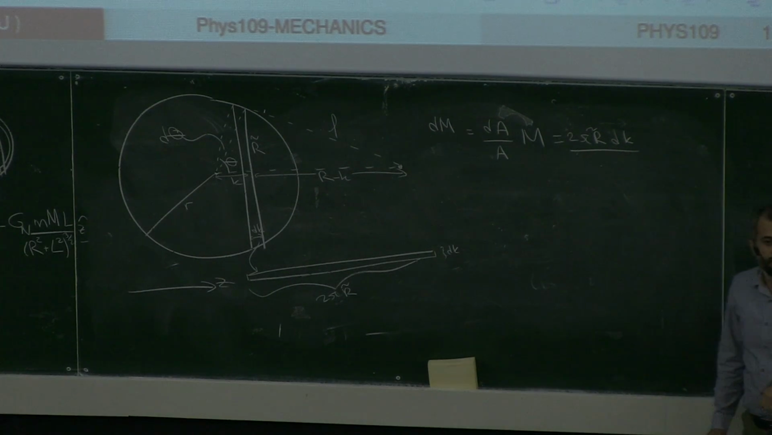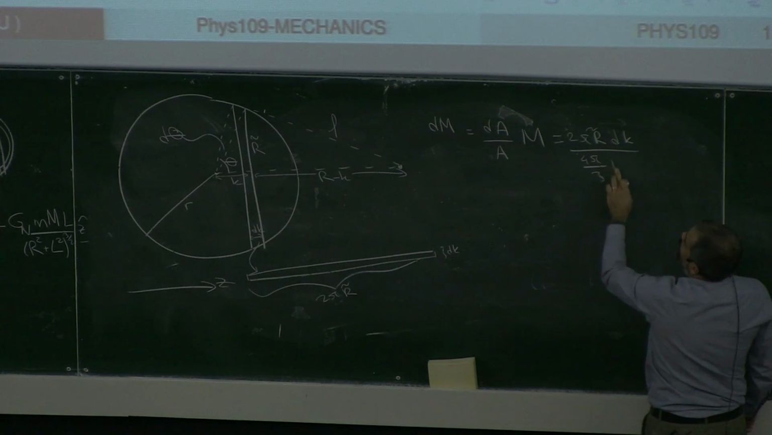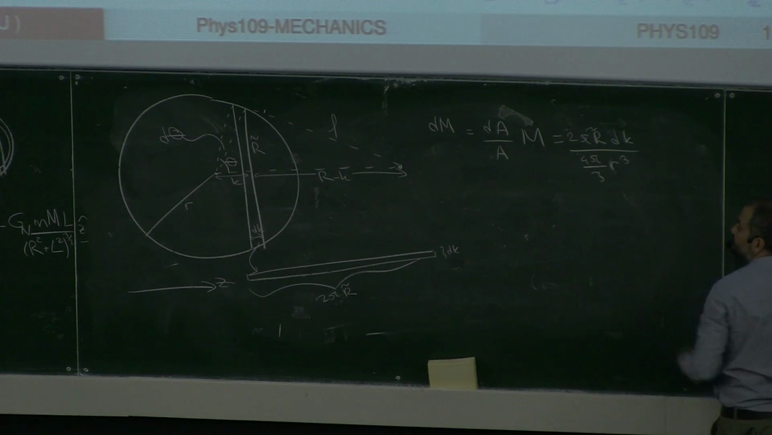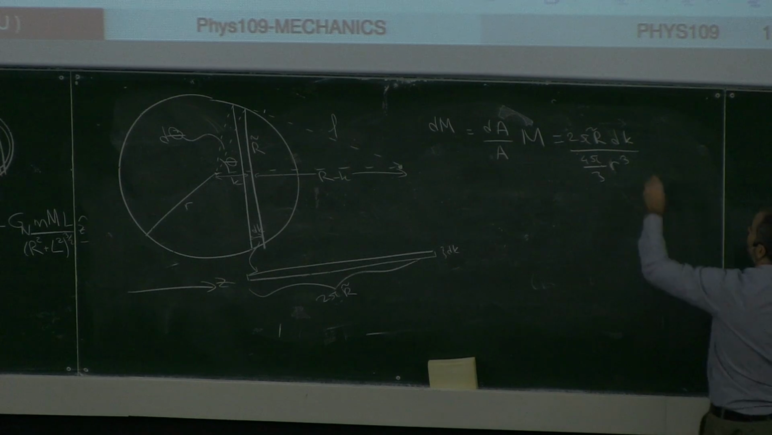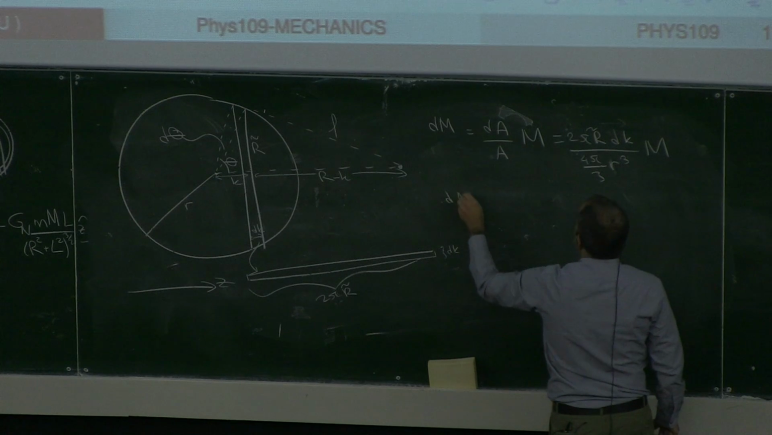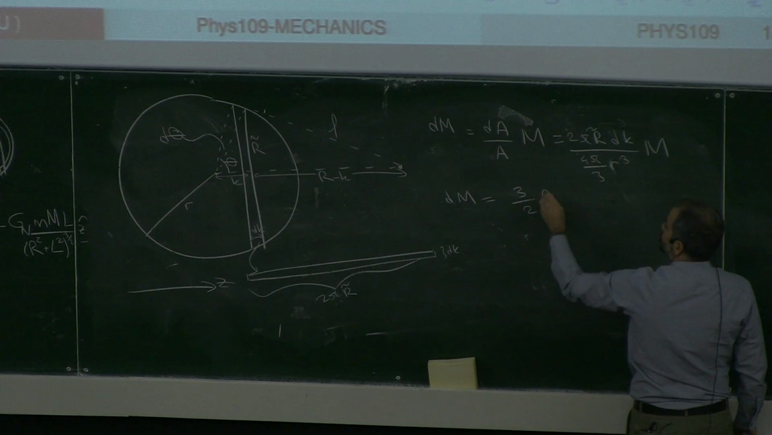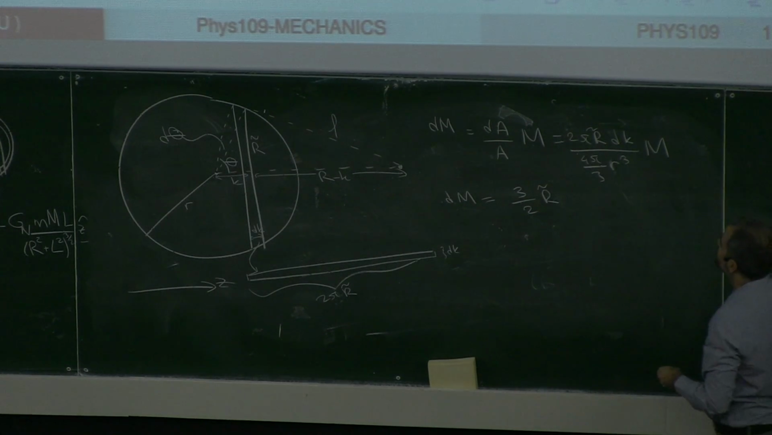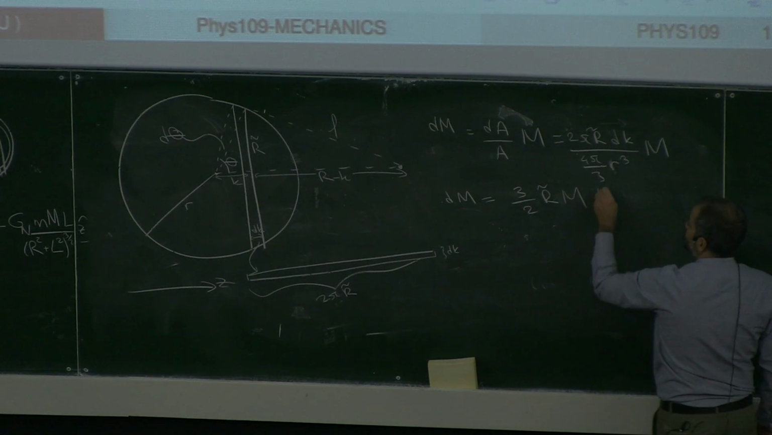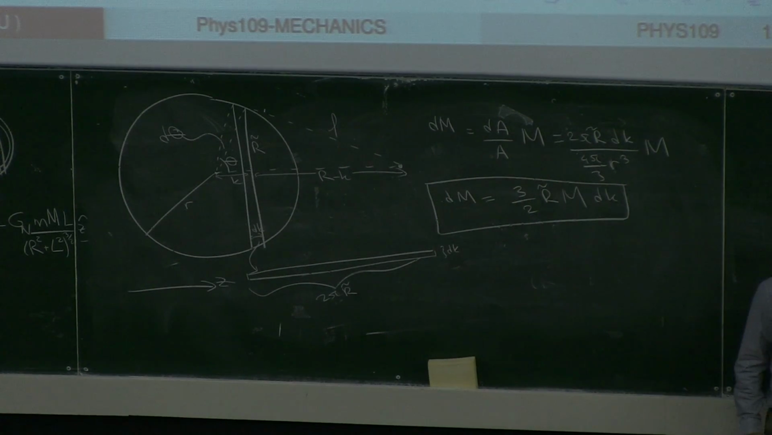divided by the total area of my sphere, 4 pi r squared, times the total mass. So the mass of my ring, I can just write it as 3 over 2, the radius of my ring, times the mass of my sphere as a whole, times the thickness of my ring. This is one expression I have for the mass.